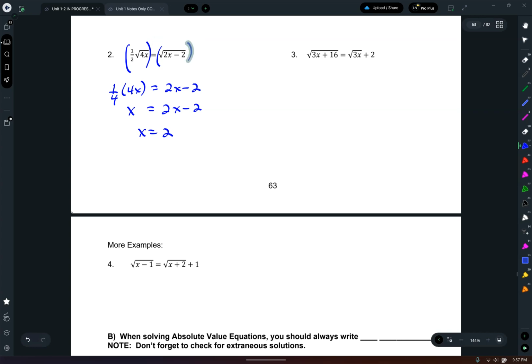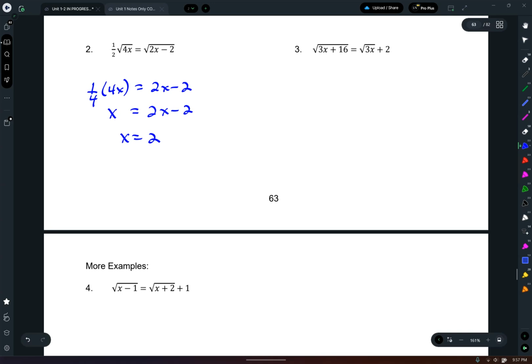Again, I'll think about a quick check. If I were to put in a 2, I'm going to have 1/2 the square root of 8 equals basically the square root of 2. And believe it or not, when you simplify the square root of 8, this is going to work out. So that's fine.